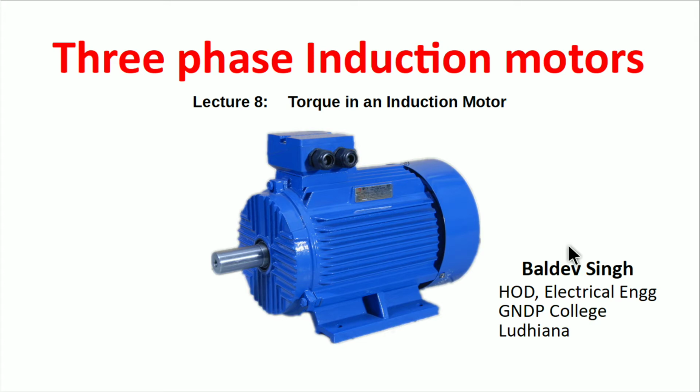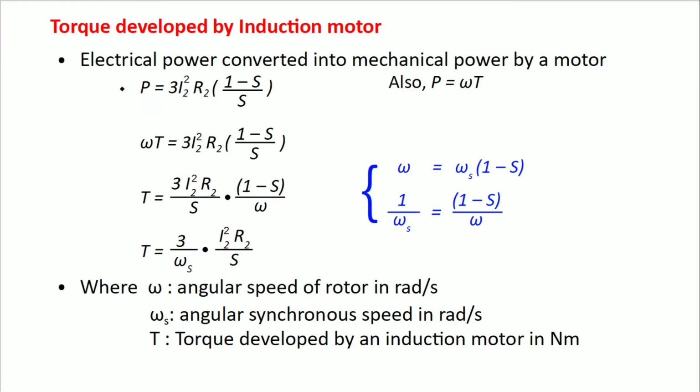Hello, our today's talk is about the torque developed in a three-phase induction motor. Torque is developed in a three-phase induction motor due to the alignment of the magnetic field produced by three-phase stator windings and three-phase rotor windings. Let us discuss the various factors determining the electromagnetic torque produced in the motor.